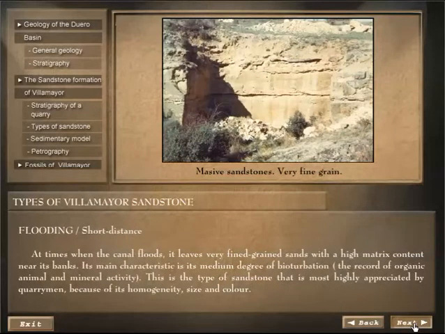Short distance. At times when the canal floods, it leaves very fine-grained sands with a high matrix content near its banks. Its main characteristic is its medium degree of bioturbation, the record of organic, animal and mineral activity. This is the type of sandstone that is most highly appreciated by quarrymen because of its homogeneity, size and colour.